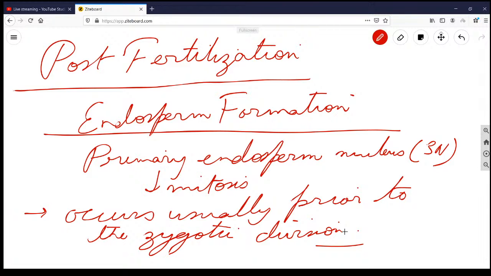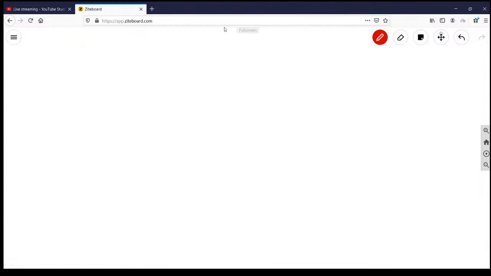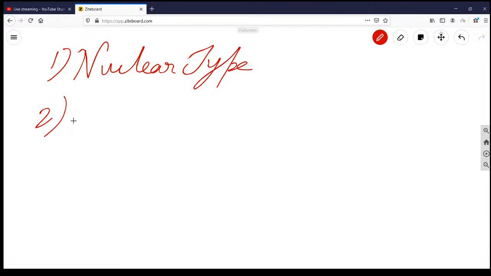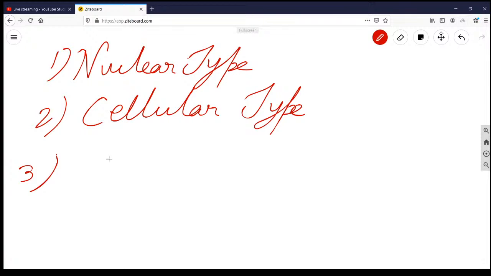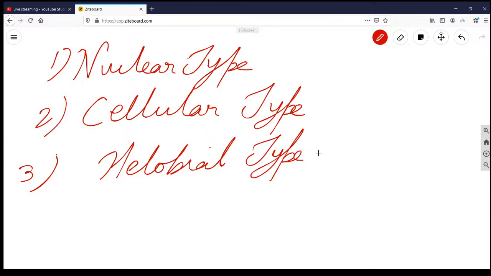Now endosperm accumulates food reserves and functions as the nutritive tissue for the developing embryo. There are three main types of endosperm which can be classified. Know it properly. Number one is the nuclear type. Number two is the cellular type. Number three is the helobial type. These are the three types of endosperms which are produced.